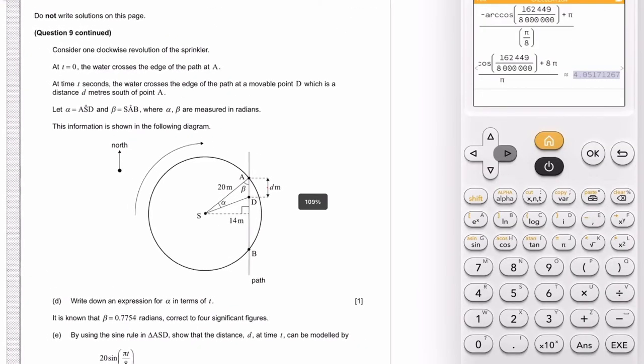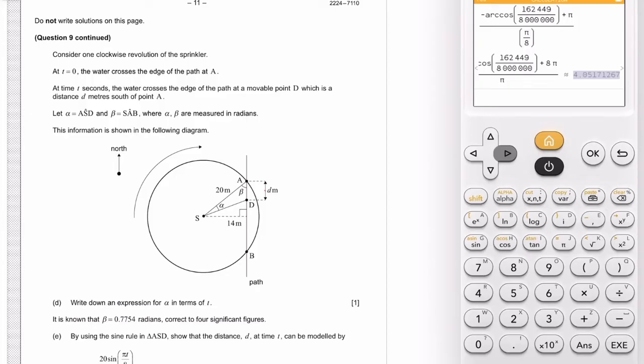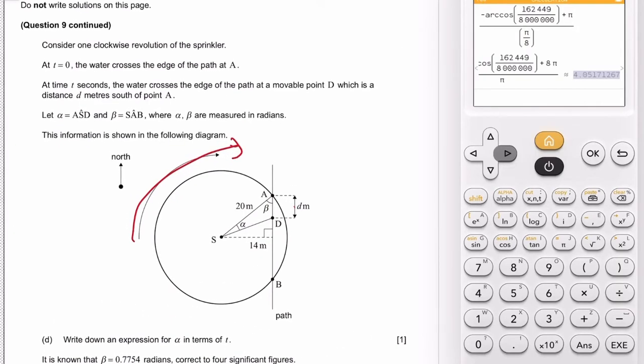Okay, now consider a clockwise revolution. Also, it's this way. The sprinkler, when time is 0, the water is at point A, so this is t being 0. At t being t, the water crosses the edge of the path at a moving point D. So when time is t, you'll be at this point. And presumably when t is 4.05, you reach B, right? Because that's how long it takes to cover the whole path. Okay, I don't know if that's relevant.